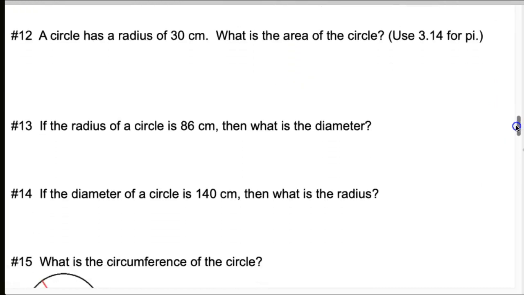Number 12. A circle has a radius of 30 centimeters. What is the area of the circle? And use 3.14 for pi.